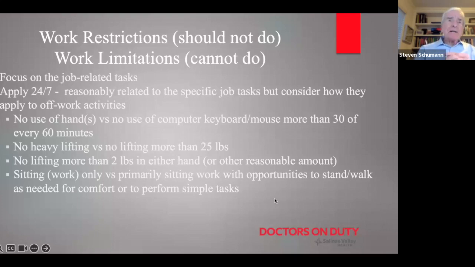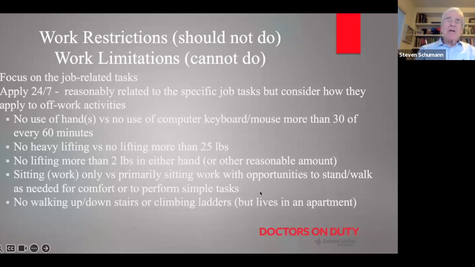Sitting work, generally best, unless the person's got to be absolutely sitting all the time. Maybe use verbiage such as primarily sitting work or sedentary work with opportunities to stand or walk as needed for comfort or to perform simple tasks. And in some cases, you may want to specify how many, 15 out of every 60 minutes or whatever it might be. So being as specific as you can related to what's going on that doesn't restrict them off the job.